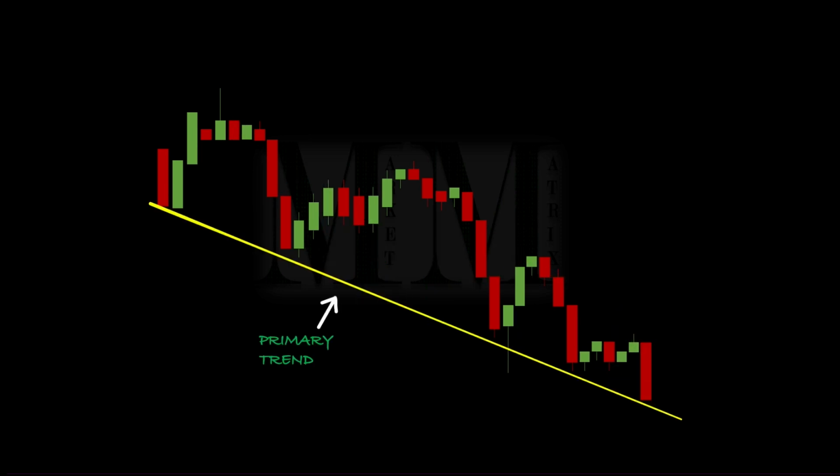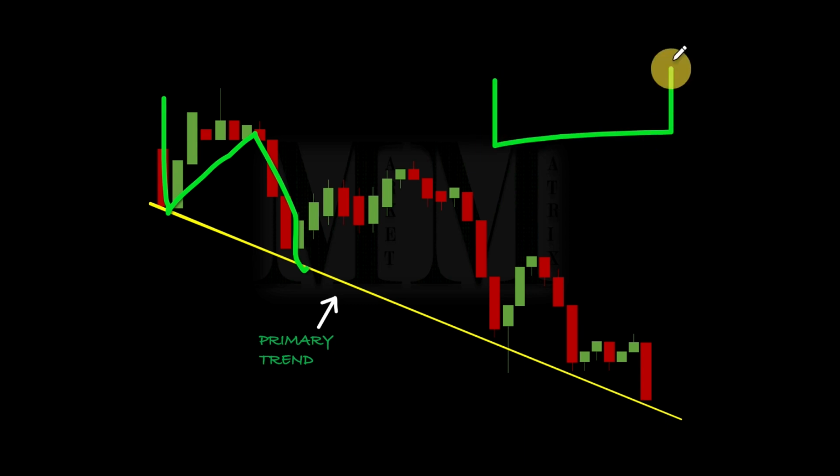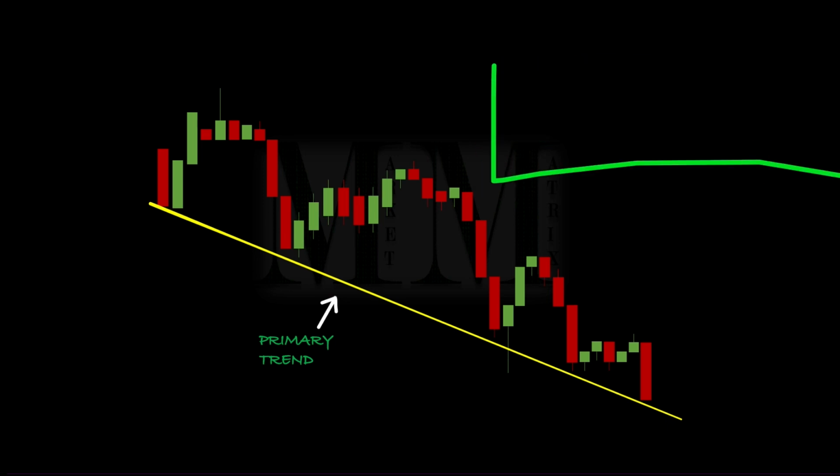Now, let's see what we can find. We have the primary trend over here, where on the longer time frame, or it could be a shorter time frame, you zoom out. For example, if you're looking at a 5-minute chart, instead of just looking at, let's say, 30 candles, you zoom out and look at more time.